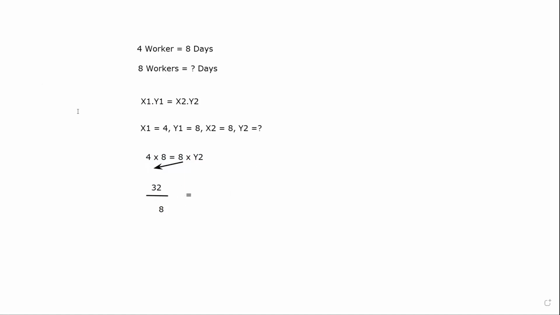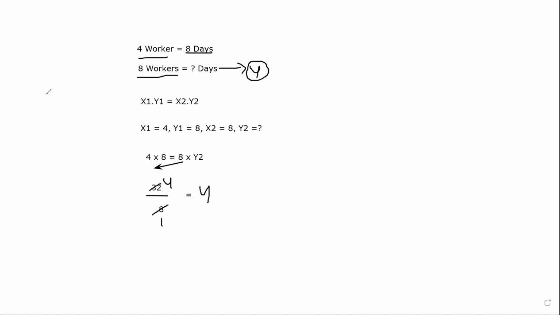So the answer would be: 8 times 4 is 32, so the answer is 4. Here the answer is 4. So it means when we have 4 workers, the work will be completed in 8 days. When there are 8 workers, the work will be completed in 4 days. This is an inversely proportional relationship. And I've told you that this always has an inverse proportional relationship. I'm going to prove this to you right now.